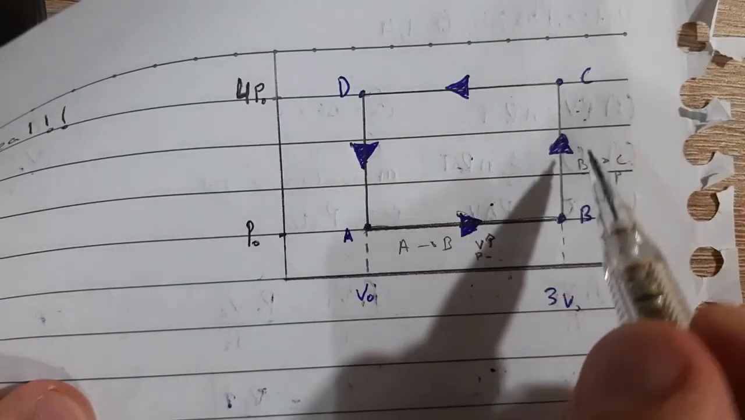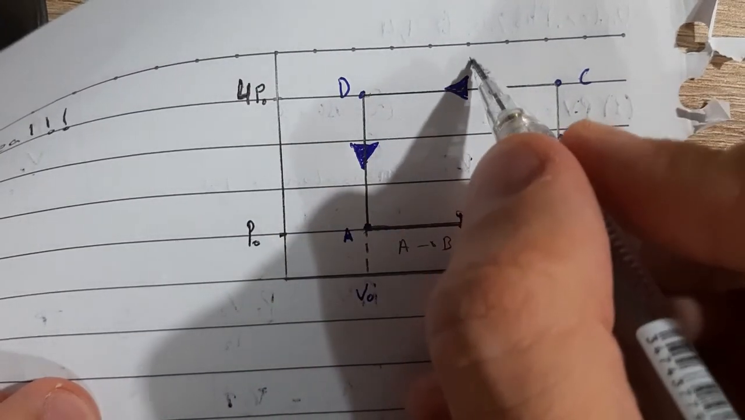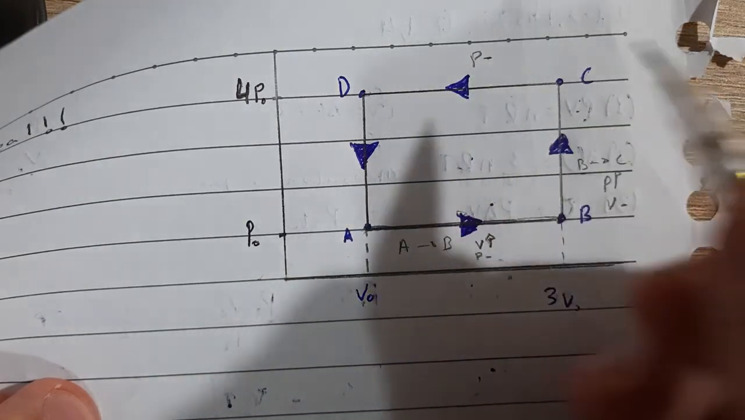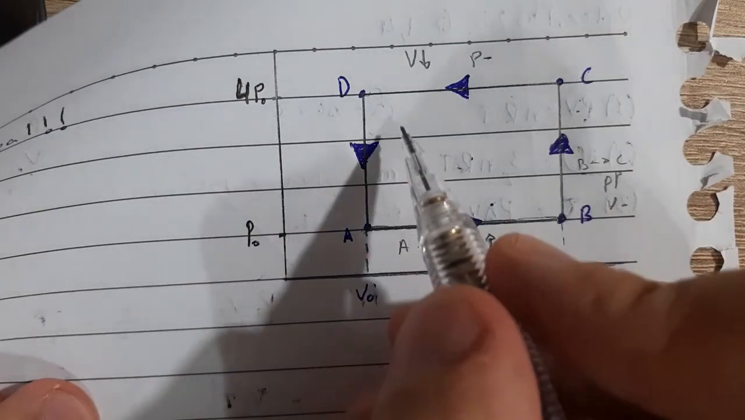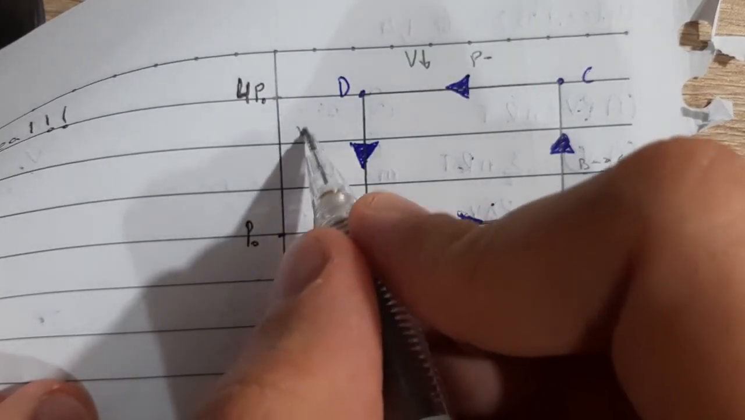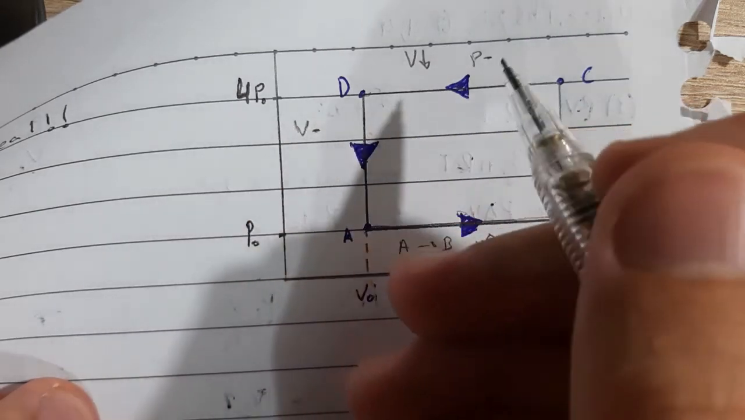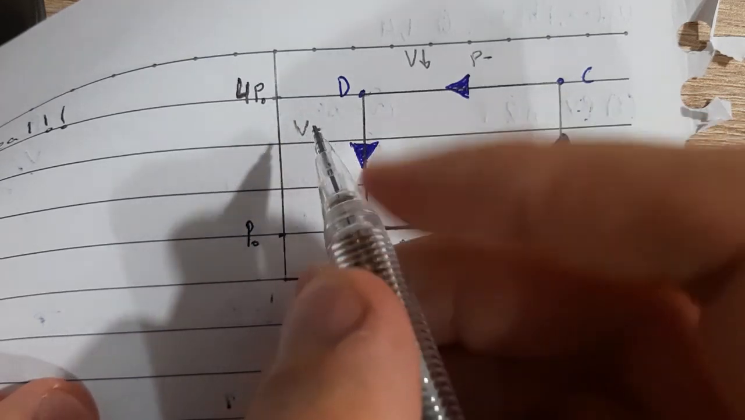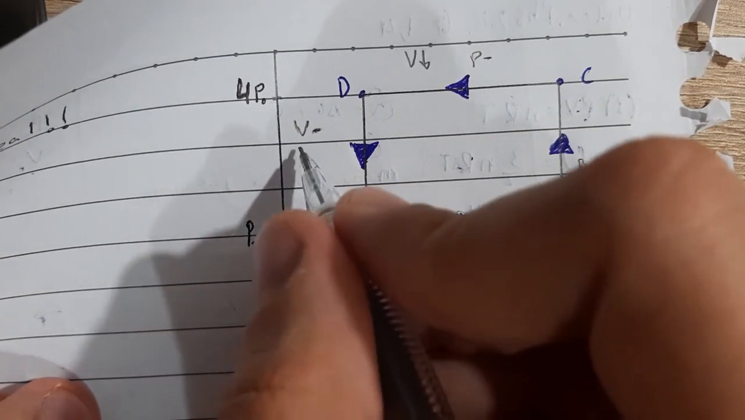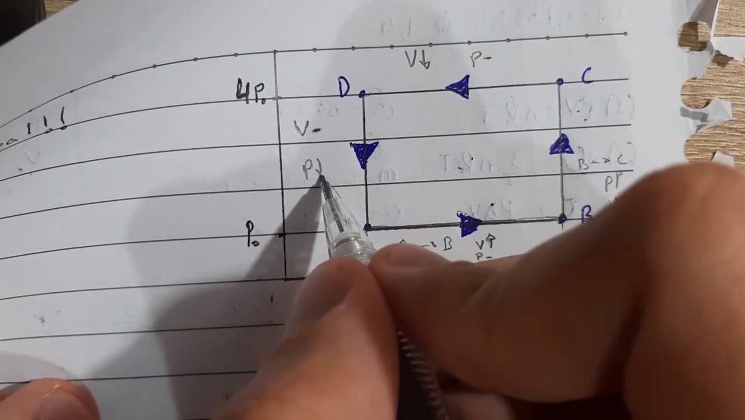Okay, from C to D you maintain the pressure constant, but you decrease the volume. And from D to A you maintain the volume constant. This is not minus, okay? It's just for me to say that it's staying still, it doesn't go up or down. Okay, I hope it's not making any trouble for you. And the pressure goes down.